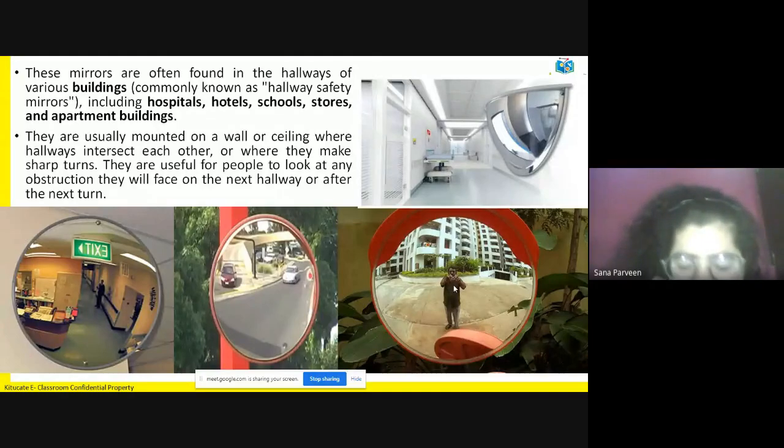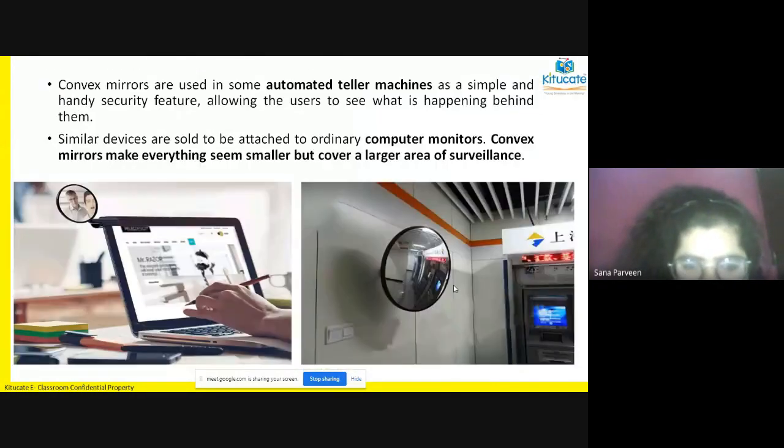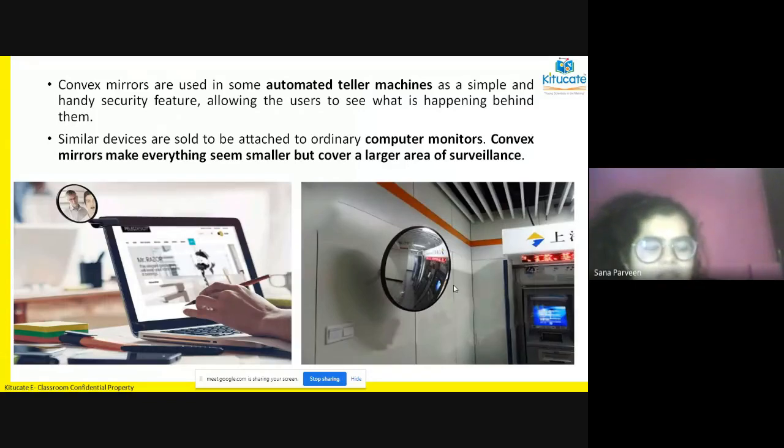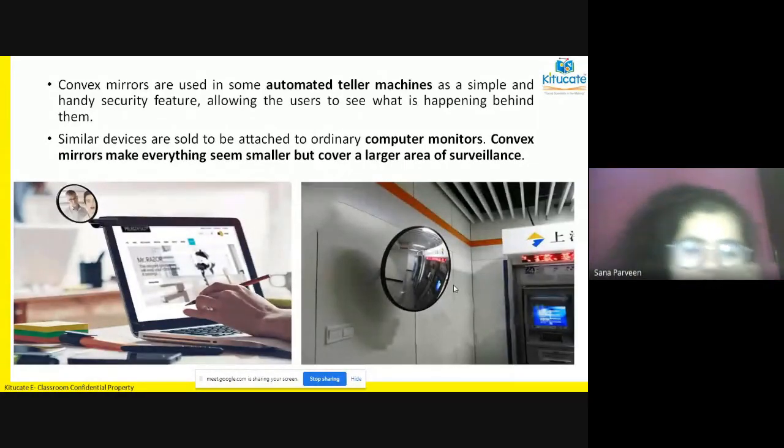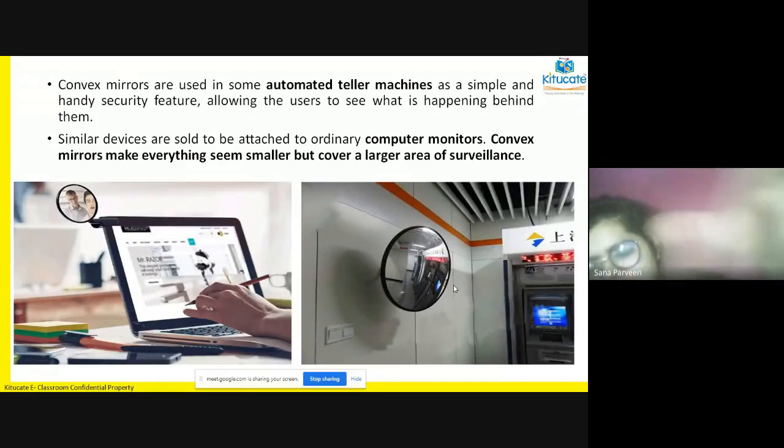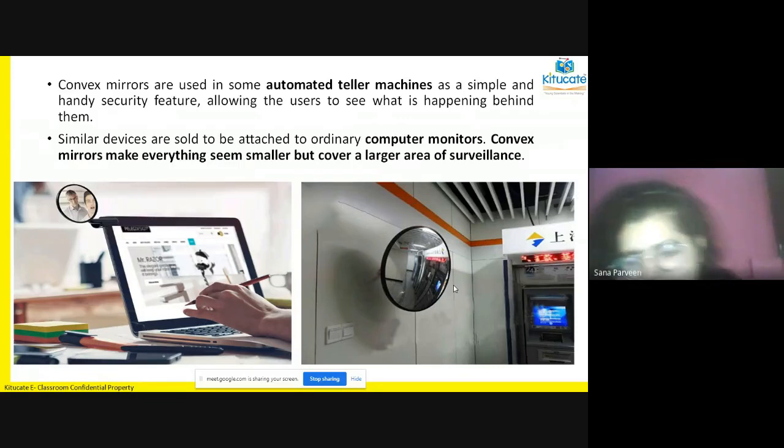Concave, it is enlarged and has a magnified view. So it is used, some person is working and you can put a convex mirror so as to see who's standing behind. Again in ATM, so as to avoid any kind of accident in the ATM machines. You can see as if some thief or some robber or some bad person is standing behind. So the convex mirror is displayed so that all the people who are standing behind can be seen.